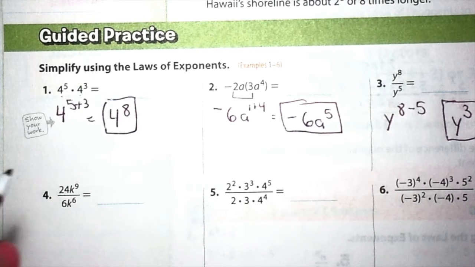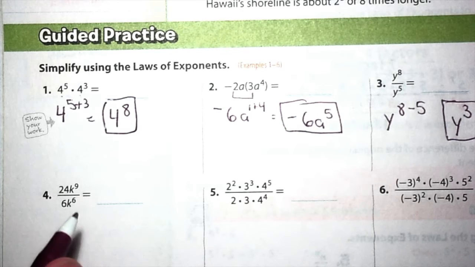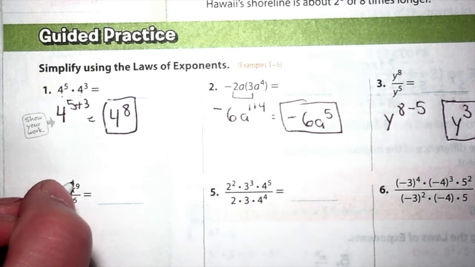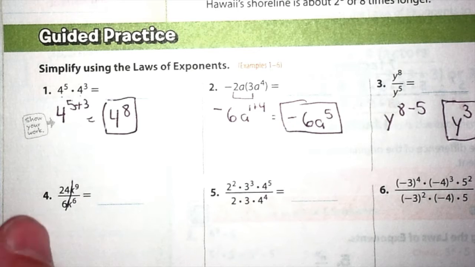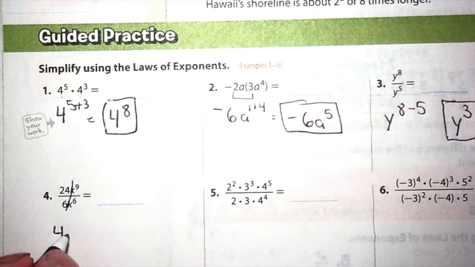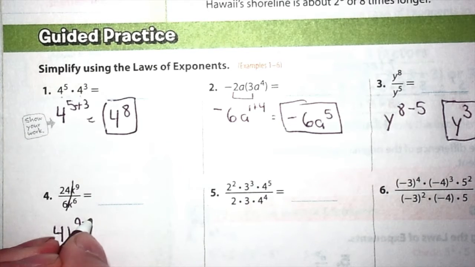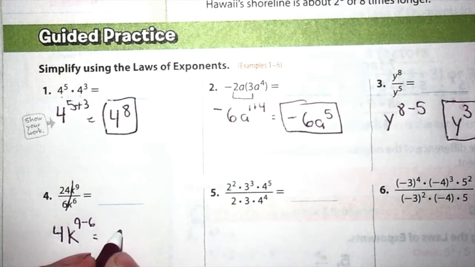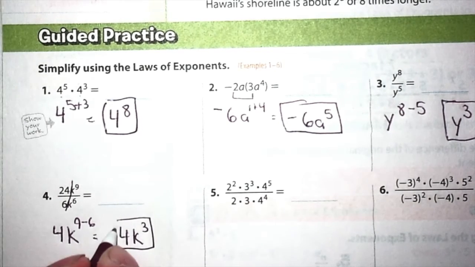Now here, we have coefficients in front of our k. Well, what I'm going to do is treat this almost like two separate problems. So the first thing I look at is I have 24 divided by 6. Well, 24 divided by 6 is just 4. Then I have the k, and I have 9 minus 6. That gives me 4k to the 3rd.